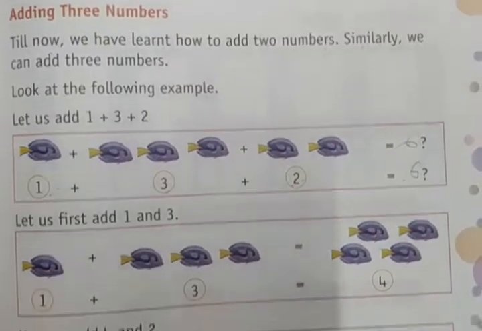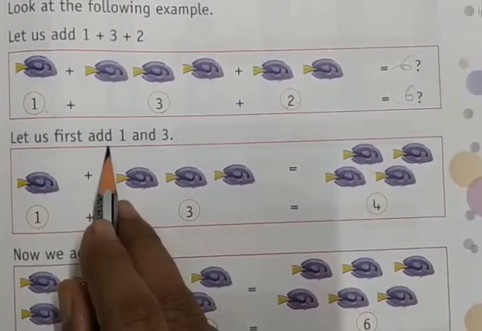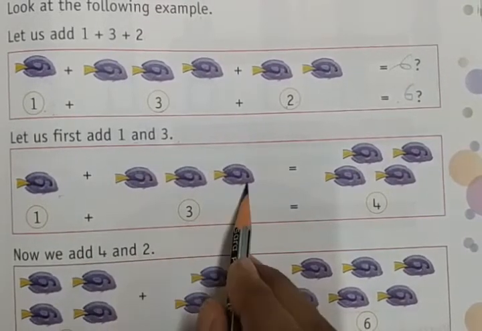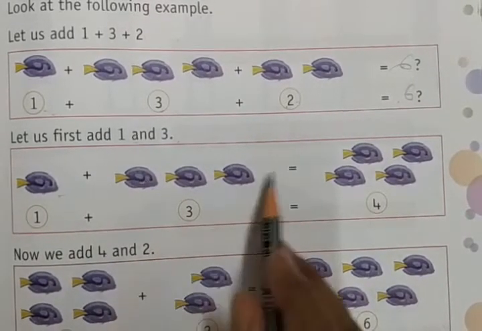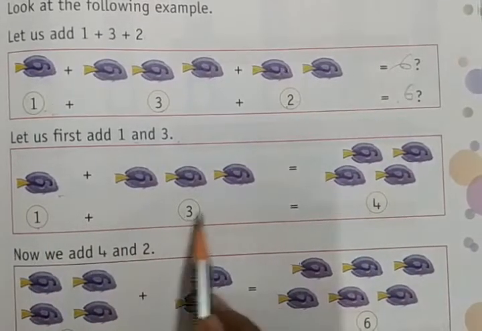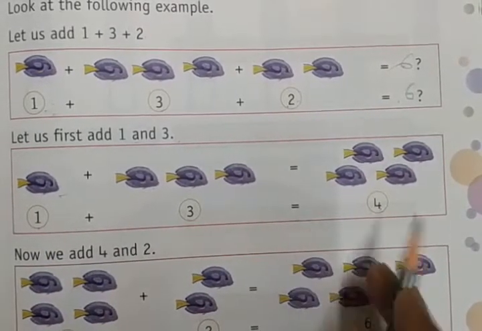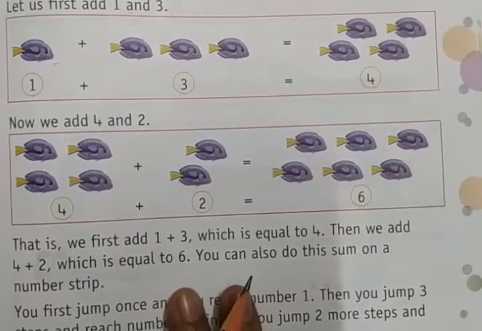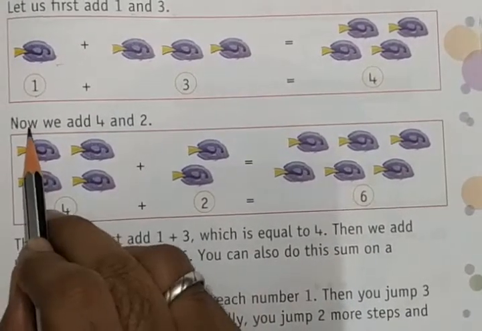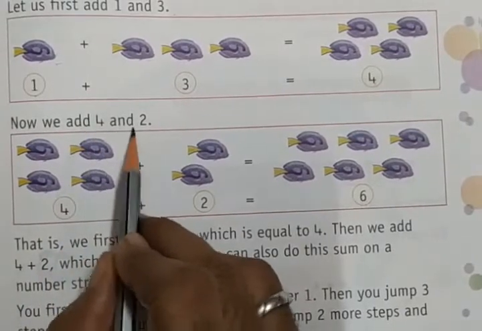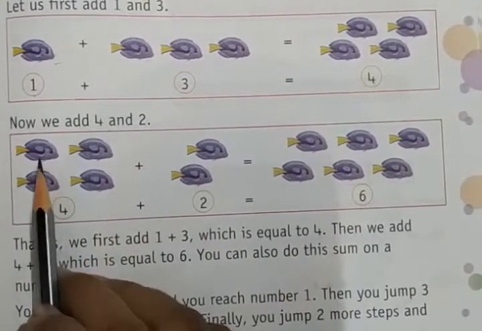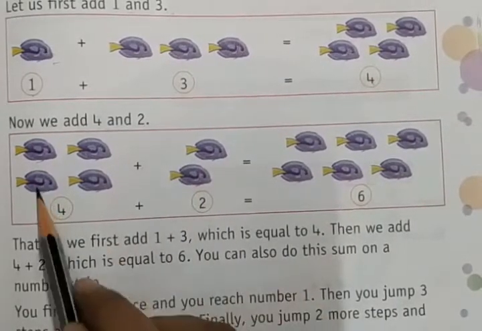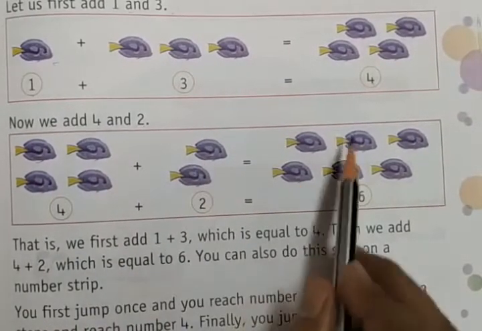Right? Let us add 1 plus 3. 1 plus 3 is equal to 4. 1, 2, 3, 4. Now let us add 4 to 2. Here 4 plus 1, 2 will give you 1, 2, 3, 4, 5, 6.